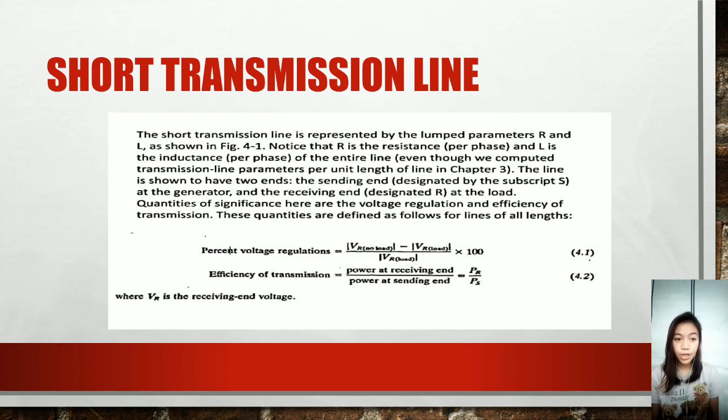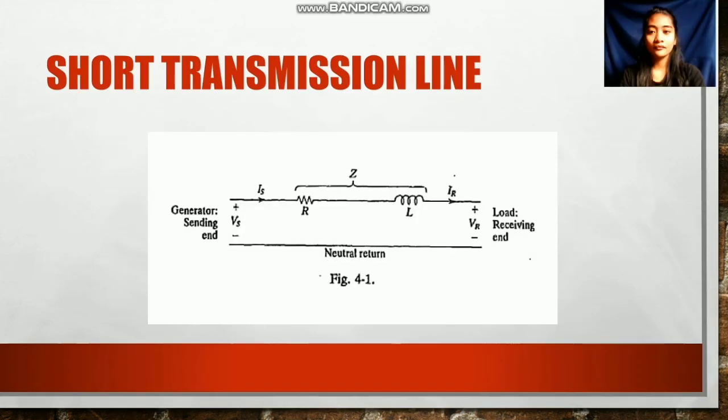Quantities of significance are the voltage regulation and efficiency of transmission. These quantities are defined as follows for lines of all lengths. Percent voltage regulation is equal to the absolute value of the receiving end voltage at no load minus the receiving end voltage at load, over the absolute value of the receiving end voltage at load, multiplied by 100. The efficiency of transmission is equal to the ratio of the receiving end power, PR, over the sending end power, PS.